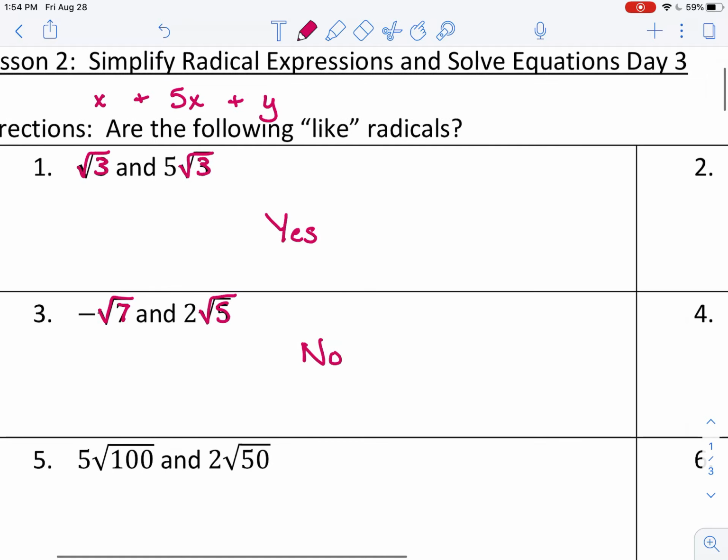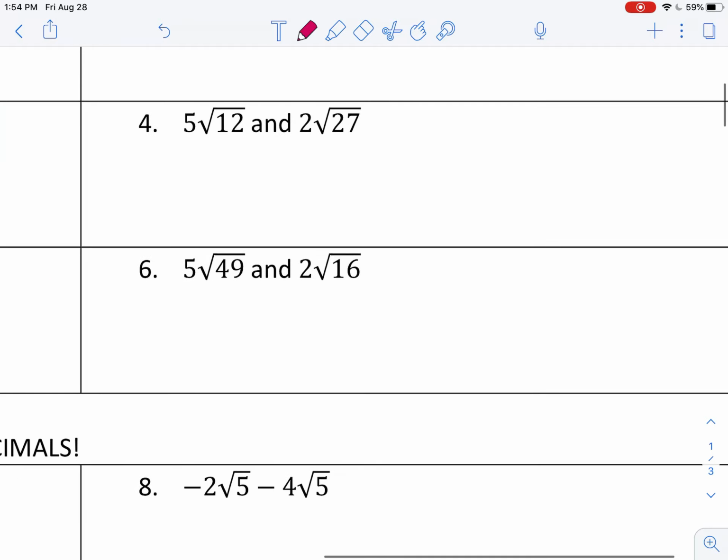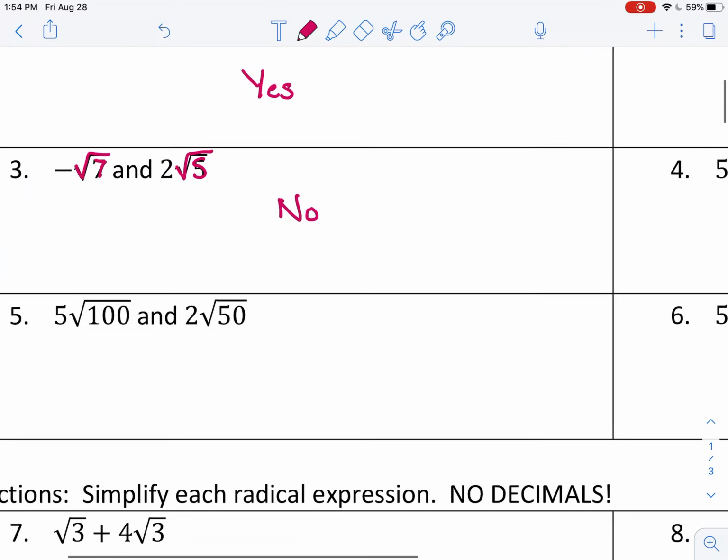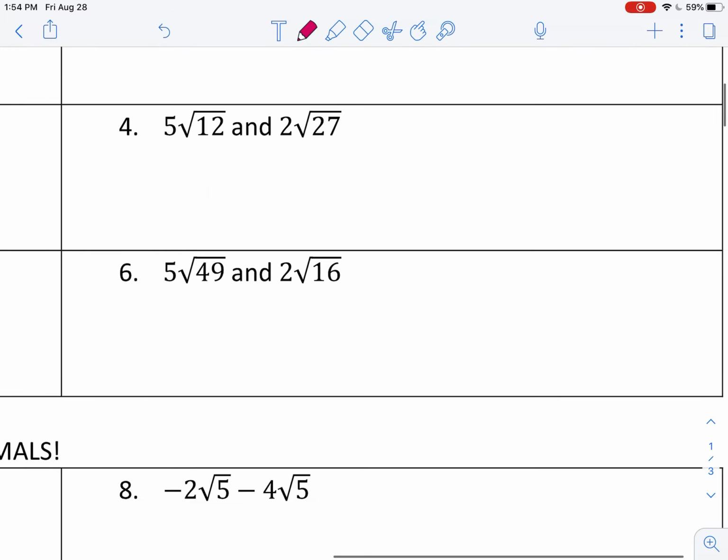So sometimes it's pretty straightforward like that, and then sometimes it's like number 4, 5 root 12 and 2 root 27. Sorry, I was making sure I wanted to do this one. So when I look at it, 12 and 27 are clearly not the same number, except we've just spent how many days simplifying radicals, and this guy can simplify. So that's what I got to do.